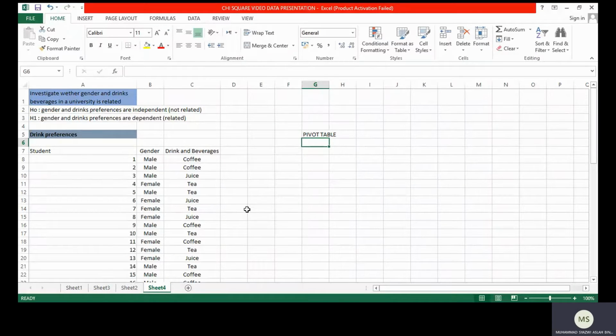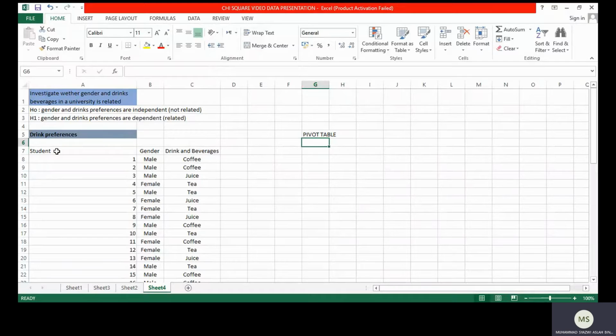Chi-square test is to investigate whether gender and drinks beverage in a university is related. For the hypothesis, H0 is gender and drinks preference are independent, which is not related. H1 is gender and drinks preference are dependent, which is related.